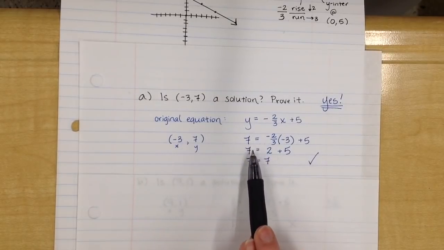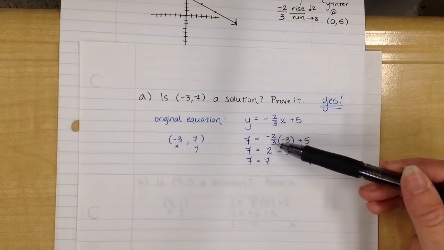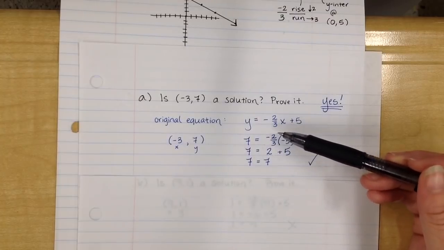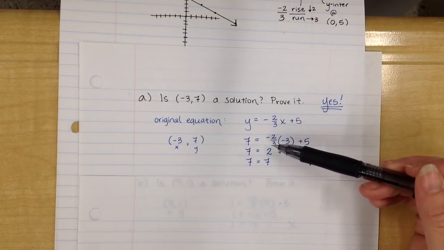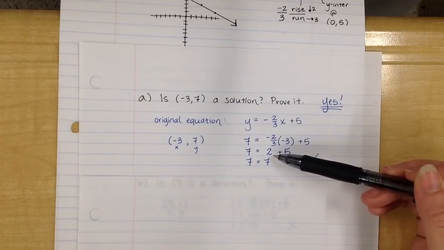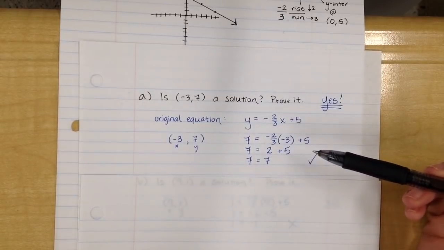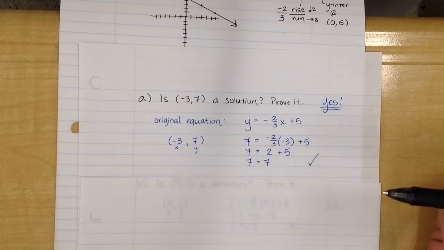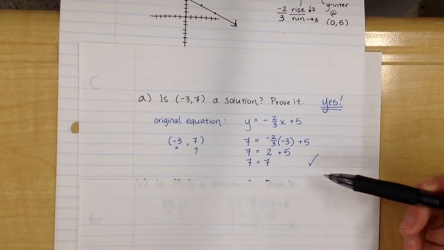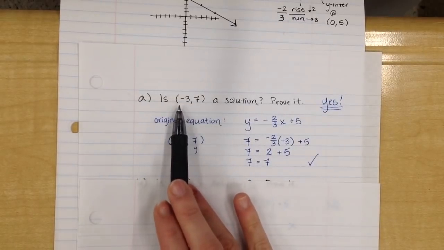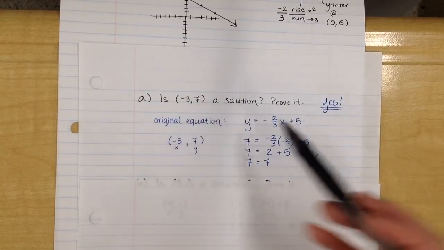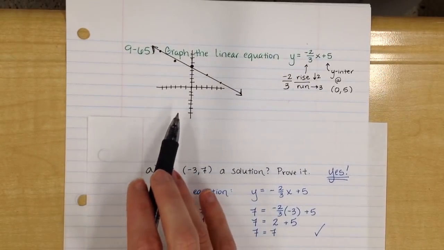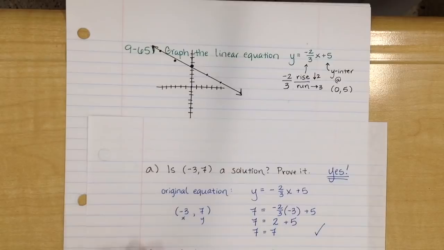equation. So we have negative 2/3 times negative 3 over here. Negative 3 times negative 2 is positive 6. Divided by 3 is 2. That's how I got the positive 2 right here. 2 plus 5 is 7, and therefore we have 7 equals 7, which is a true and valid statement, which means that yes, this number, negative 3, 7, is a solution to this problem. You could have also seen that by looking at the graph at negative 3, 7.